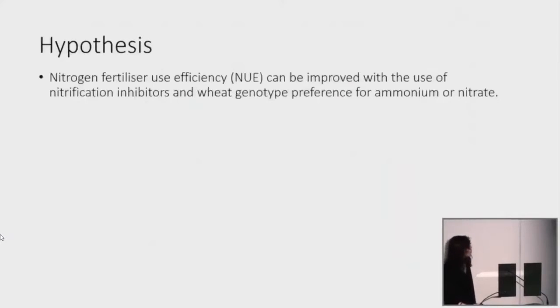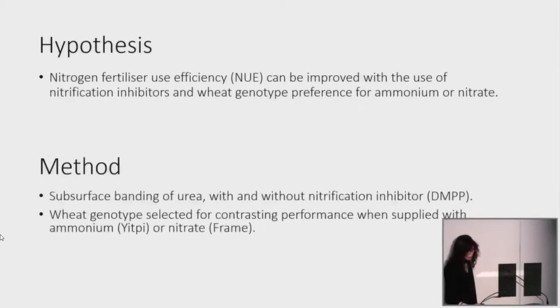My hypothesis, therefore, was that fertilizer nitrogen use efficiency can be improved by the use of concentrated urea bands and with genotype preference for either ammonium or nitrate. And the methods I used were subsurface banding of urea with and without nitrification inhibitors, and the wheat genotypes I indicated were selected based on their contrasting performance when supplied with ammonium or nitrate.